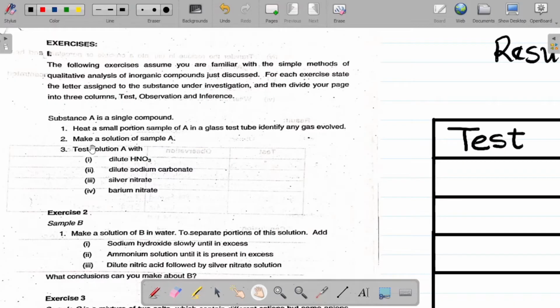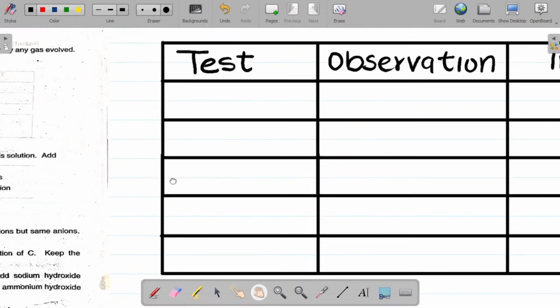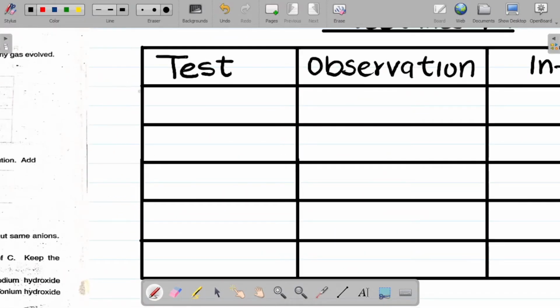Number two says make a solution of sample A. So this becomes my first task. When you say make a solution of sample A, what does it mean? It means I'm combining sample A with water, that's H2O. So my first thing here under test, I'll write sample A.